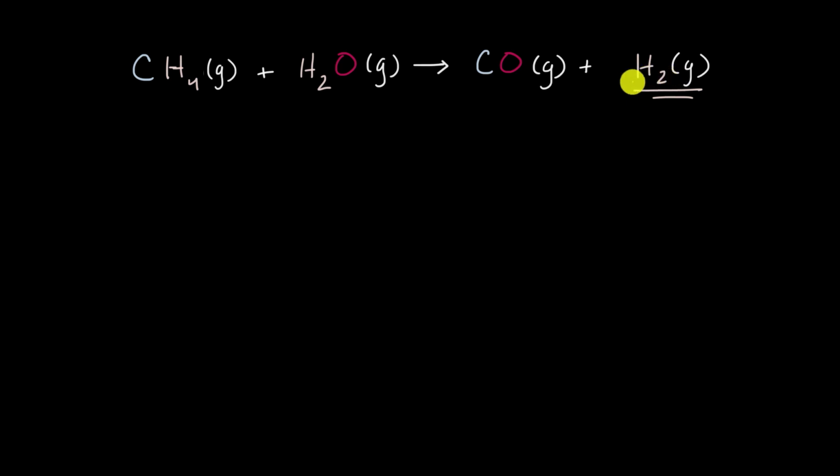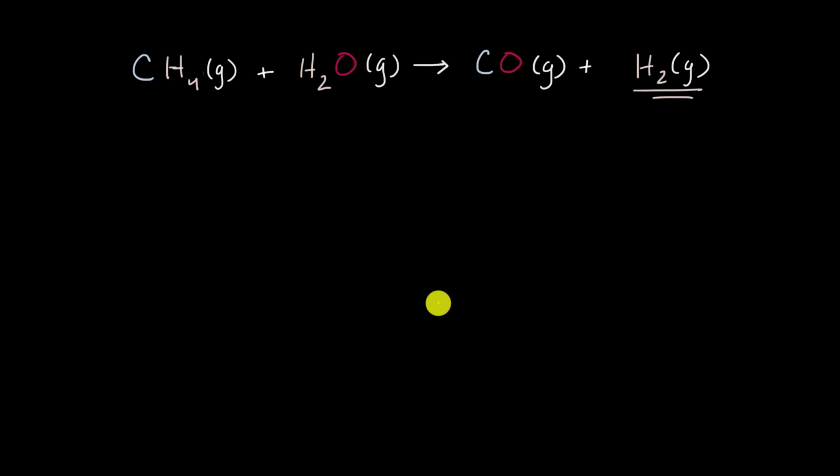Now, something might be feeling a little off when I wrote this reaction like this. So pause this video and think about what is off here. And I'll give you a little bit of a hint. Think about what we are inputting. What are the atoms and the number of atoms that we're inputting into the reaction? And then what are the number and the types of atoms that we are outputting? For example, we have one carbon that we are inputting between the methane and the water, and we have one carbon that we are getting out on the other side. Think about that for the oxygen and the hydrogens and see whether it all makes sense.